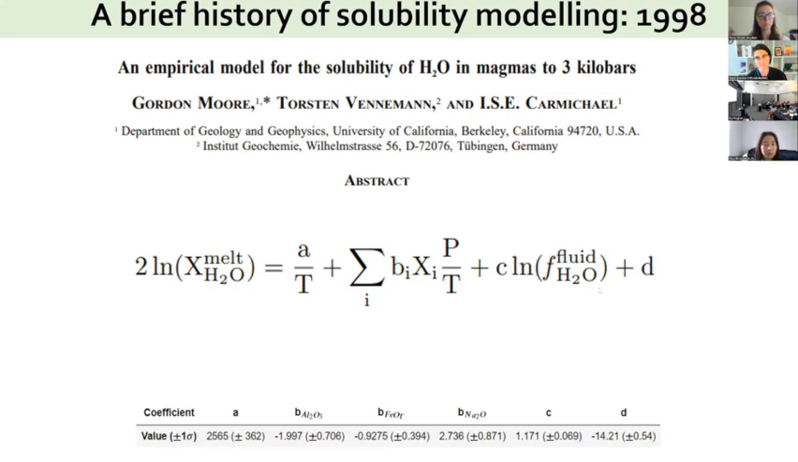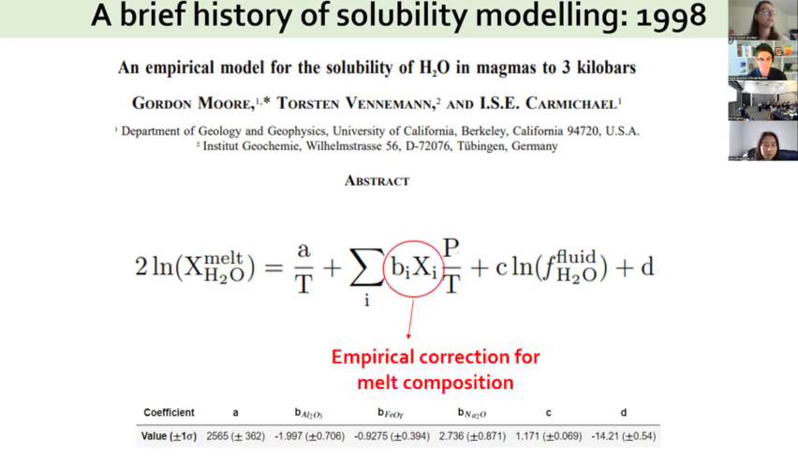you wanted to. This model has a lot more terms for melt composition. And you can see that here in this summed term. So basically you're taking the amount of aluminum, iron, and sodium in your melt, and you're multiplying it by a constant. And that is what is controlling how much water your melt can dissolve at a given pressure and temperature.